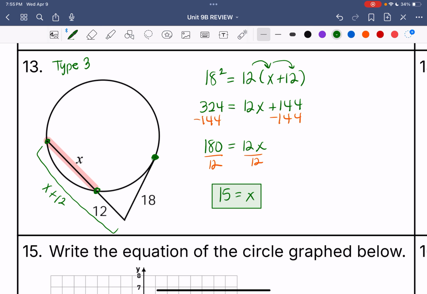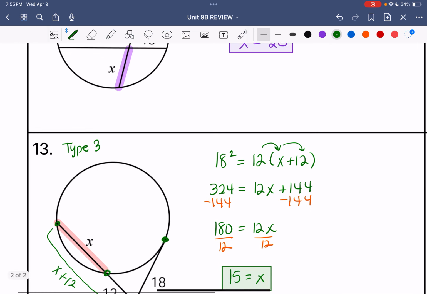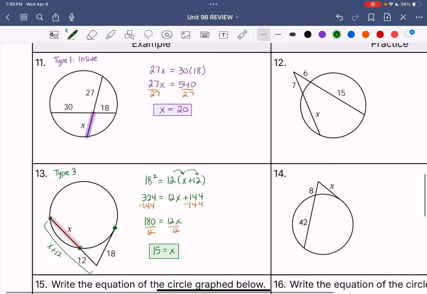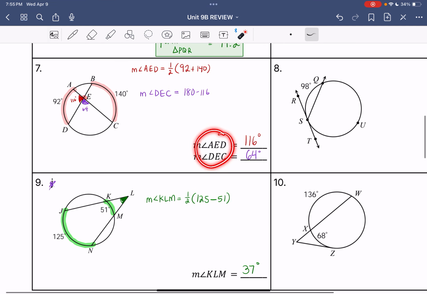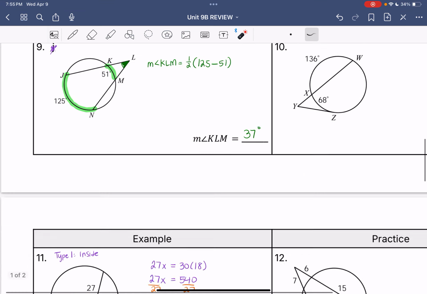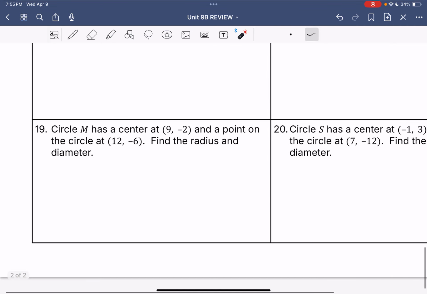Okay, and I just want to point out that these last two that we just did, 11 and 13, we were finding the length of a segment, so that is one formula. But the previous two, we were finding angle measures. So that's going to be a different formula. So make sure you're looking at the correct formulas in your notes. Okay, and we have 3 more problems here.